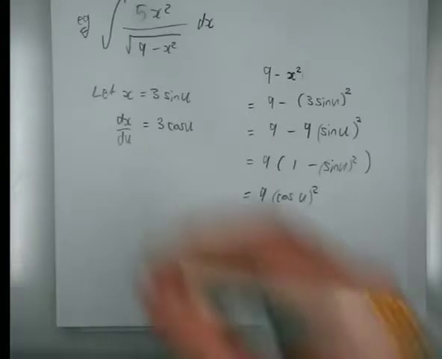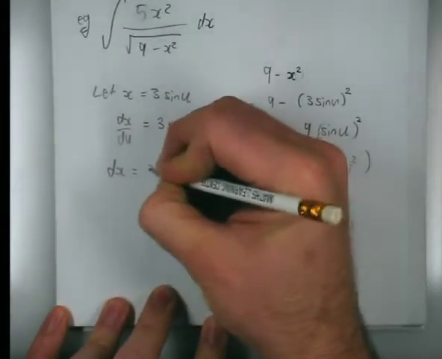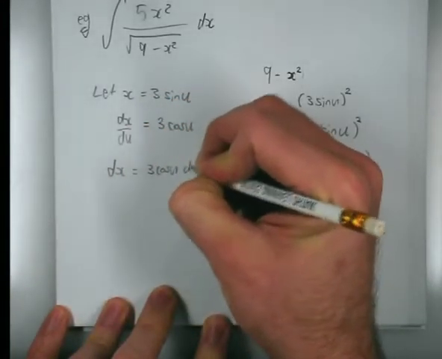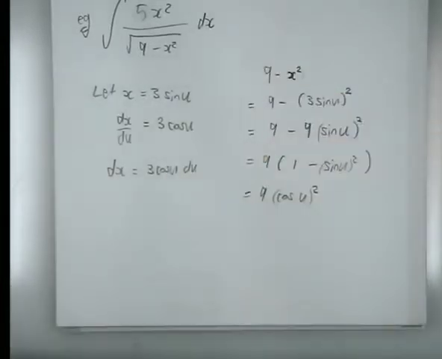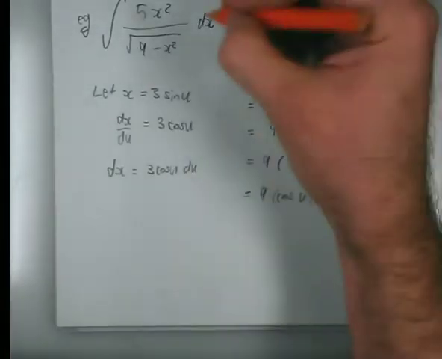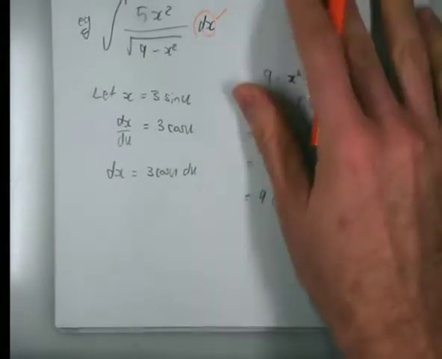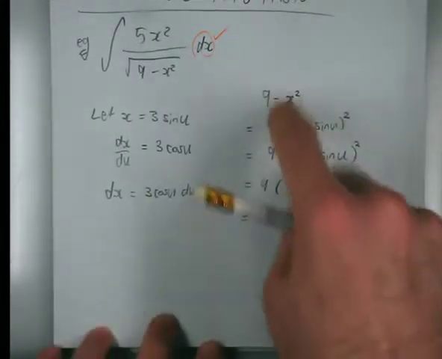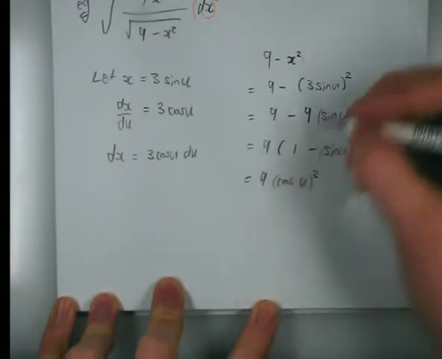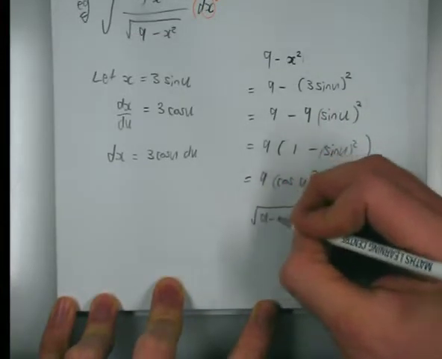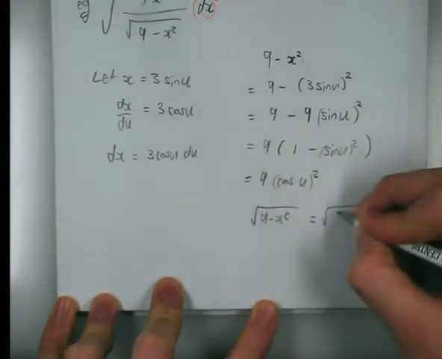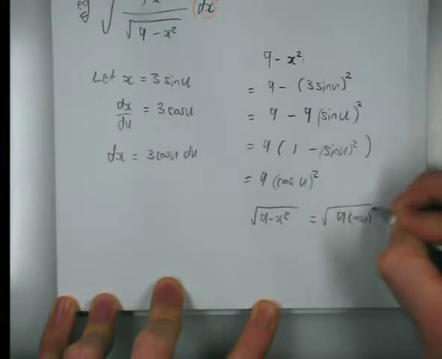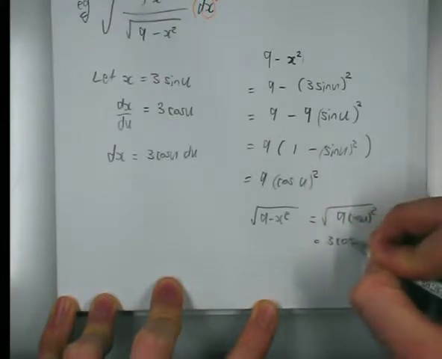Okay, and so that's telling me that my dx is 3 cos u du. So I can literally just look at my dx and go, yep, replace that whole thing with 3 cos u du. Now my root 9 minus x squared, just starting over here, is root 9 cos u squared, which is 3 cos u.